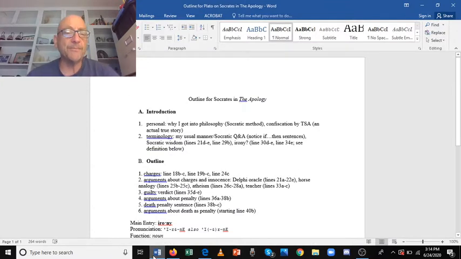Oh, you know what? I skipped a section. My bad. Here on the outline, under Introduction A1 and 2, I want to say a couple of things, and then maybe we'll jump into the text itself.